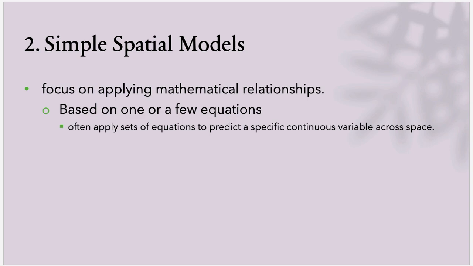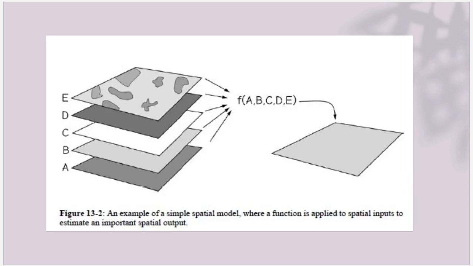And the outputs for simple spatial models are interval or ratio. Examples would be population density, accident frequency, or soil erosion rates. We are going to look at a popular simple spatial model that looks at soil erosion rates in the next slide. This is an example of a simple spatial model where a function is applied to spatial inputs to estimate an important spatial output.